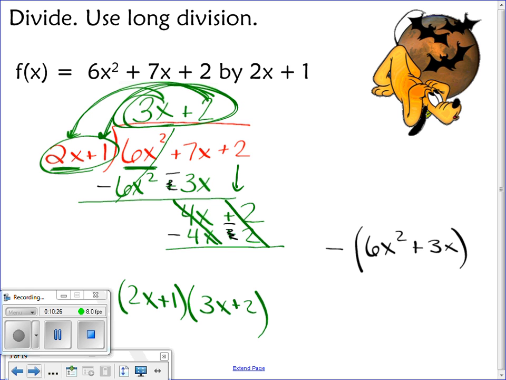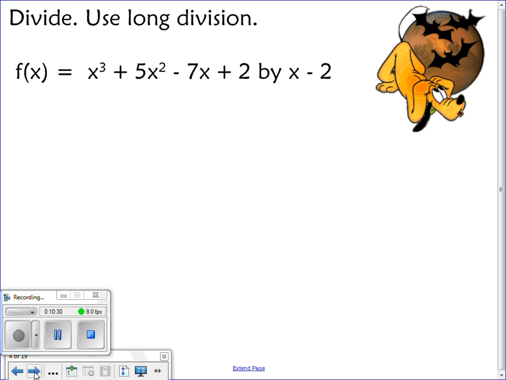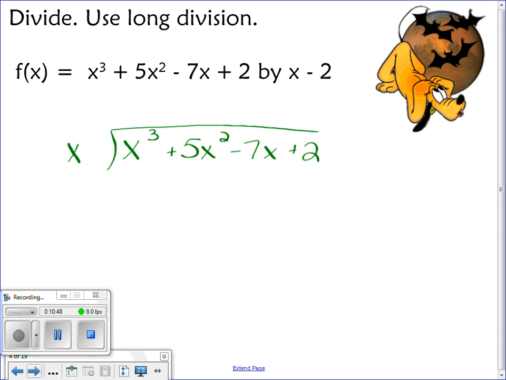We're practicing long division today, though. That's our goal. All right, so here we go. Same idea. Let's go ahead and write it out. So x cubed plus 5x squared minus 7x plus 2 divided by x minus 2.